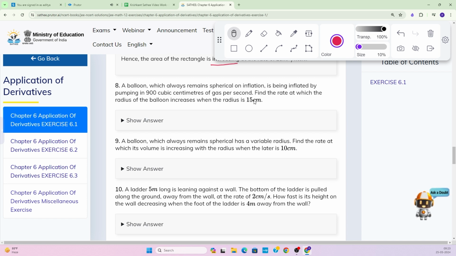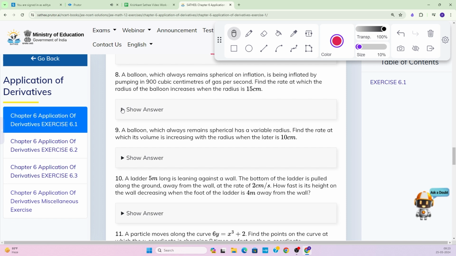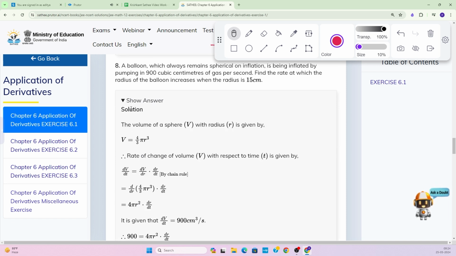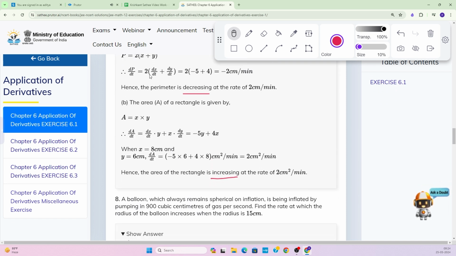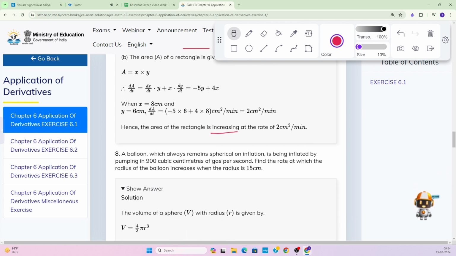Then you have to find the rate at which the radius of the balloon increases when the radius is 15 centimeter. So first of all, what is given to you? You know the volume of a sphere, simply 4 divided by 3 pi r cube.